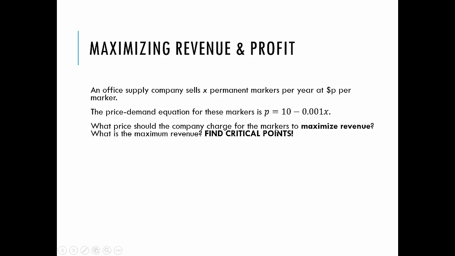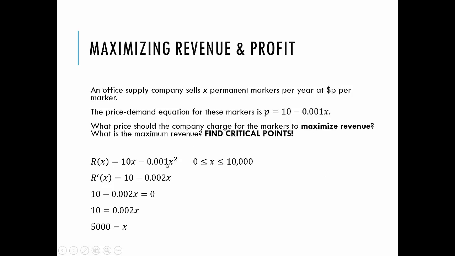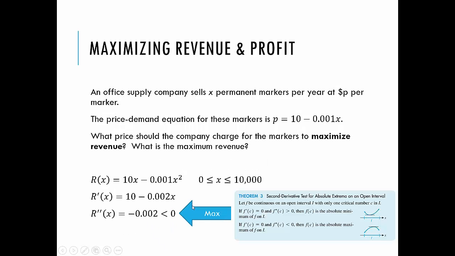What price should the company charge for the markers to maximize the revenue? Well, let's find the critical points. Here's my revenue. I take the derivative. I set the derivative equal to 0. I solve for X, and I get my critical point that I want to know if it's a max or a min. How do I know if it's a max or a min?